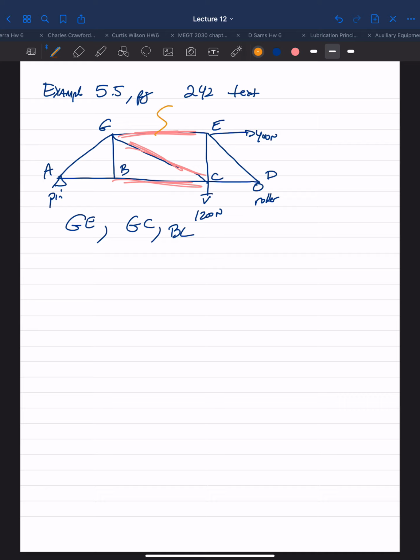So we can literally cut through those three members, and that will be our starting point using the method of sections, making the right cut. Those are the three members in question, and we can cut right through them. And we do not want to make our cut through more than three unknown members.